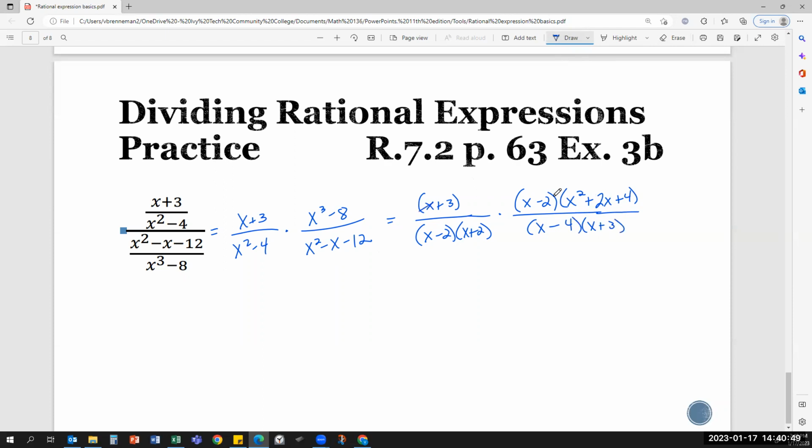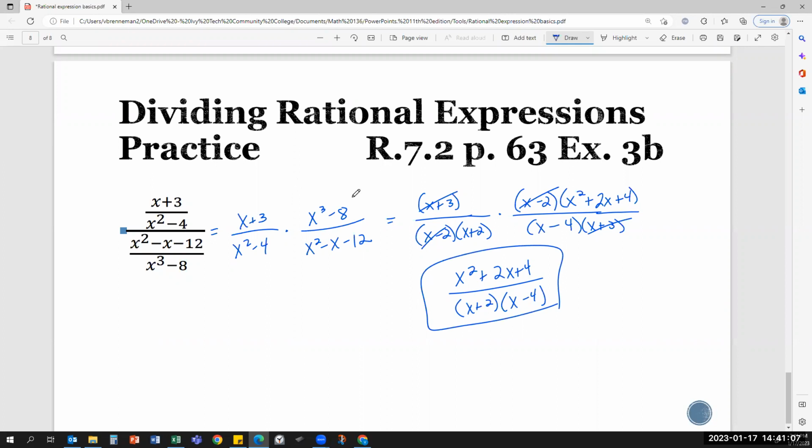All right, so we have x plus 3s that cancel, x minus 2s that cancel. And then we end up with x squared plus 2x plus 4 over x plus 2 times x minus 4 for the final answer. So that's rational expression basics.